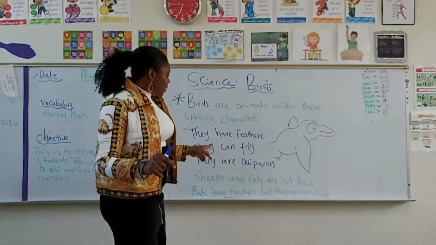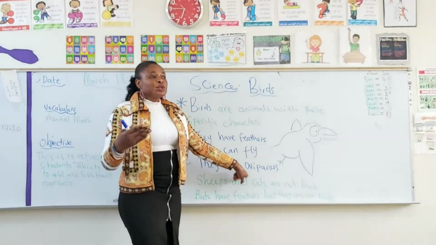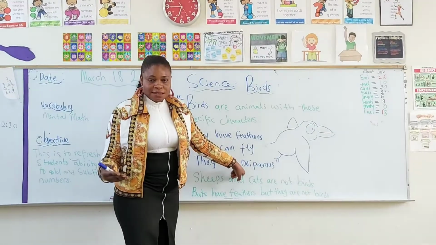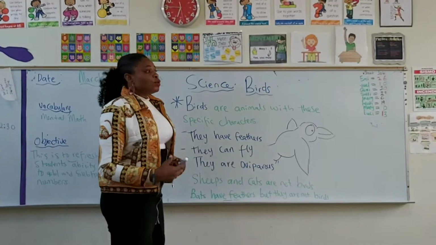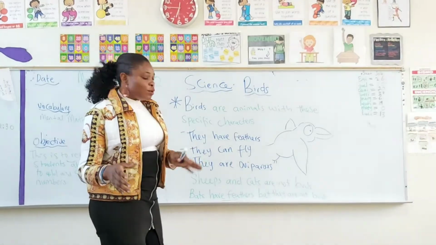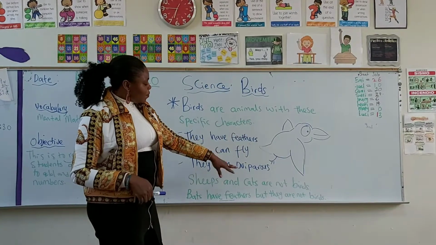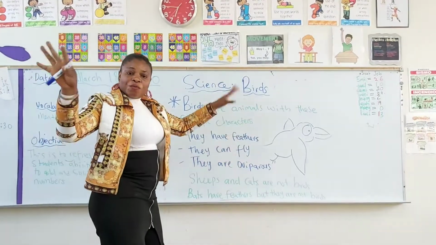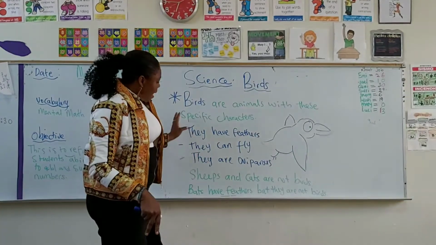And what? Birds are oviparous. They reproduce through laying eggs. Remember, oviparous are the animals who reproduce through laying eggs. So birds are oviparous and they have feathers, they have wings, they can fly.